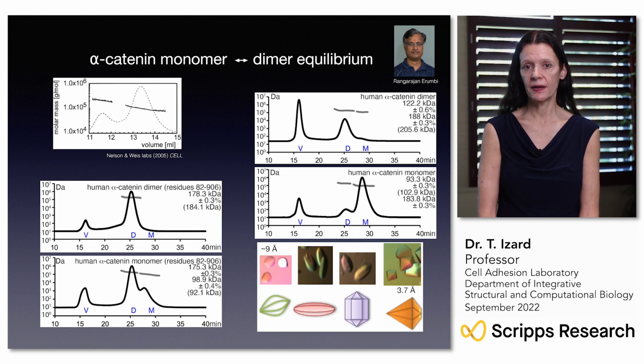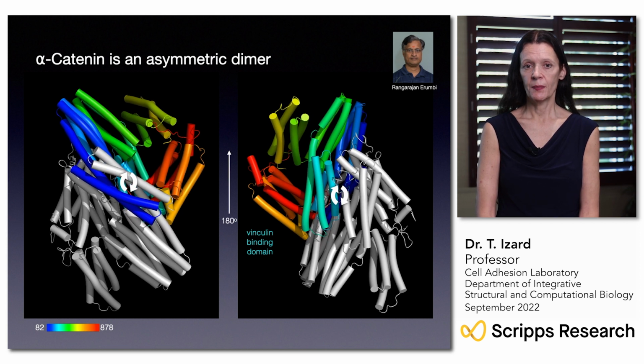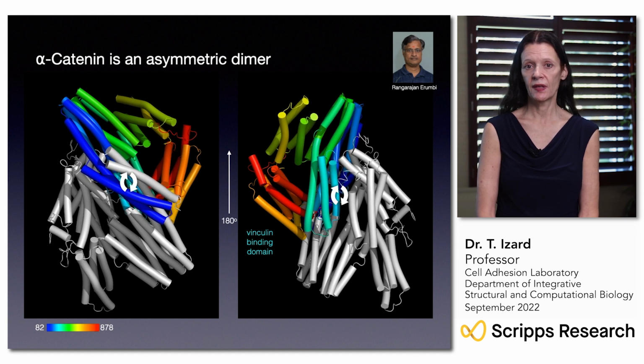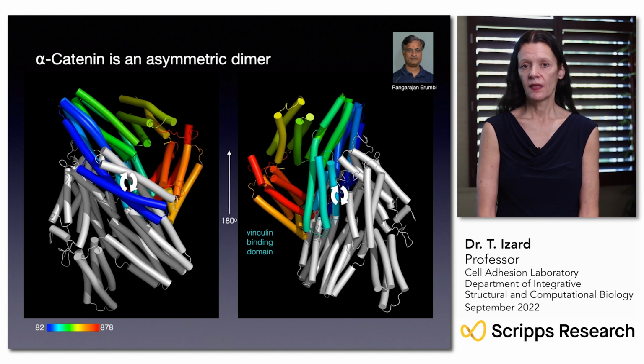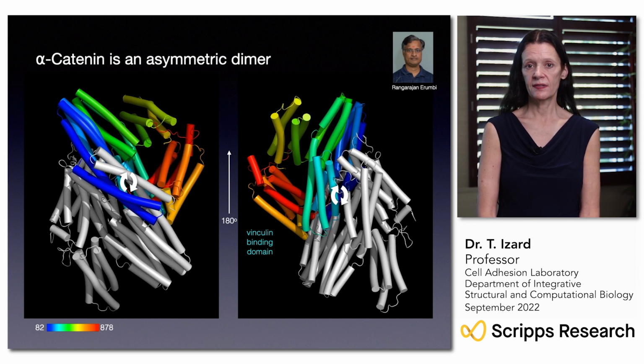The last panel on the bottom on the right summarizes years of establishing a protocol to go from our original 9 angstrom diffracting crystals to about 3.7 angstrom. The structure that Rangarajan determined of alpha-catenin dimer is shown here, with one subunit in gray and the other subunit colored spectrally. The two views are rotated by 180 degrees. In cyan, you can see the buried vinculin binding domain.